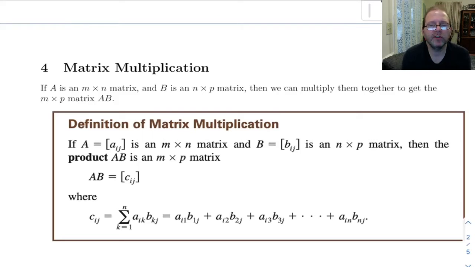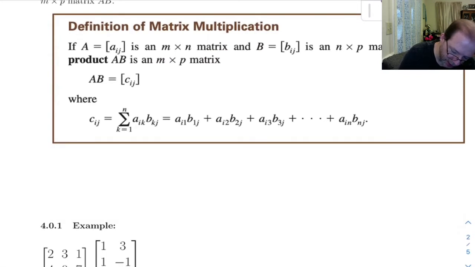Matrix multiplication is a little more involved than scalar multiplication or matrix addition and subtraction. Two matrices, in order to be able to multiply them together, have to be compatible for multiplication. And what that means is if A is m by n and B is n by p, then you can multiply them together and get an m by p matrix.